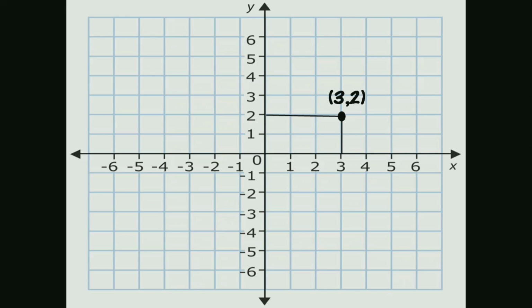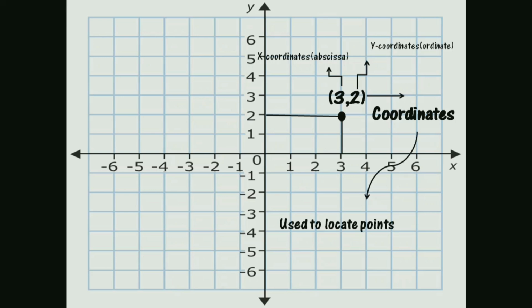This kind of representation of the location of a point is called coordinates. The value on the x-axis is called the x-coordinate or abscissa. The value on the y-axis is called the y-coordinate or ordinate. Talking about coordinates, we can say it is the location of a point, or in other words, the address of the point.